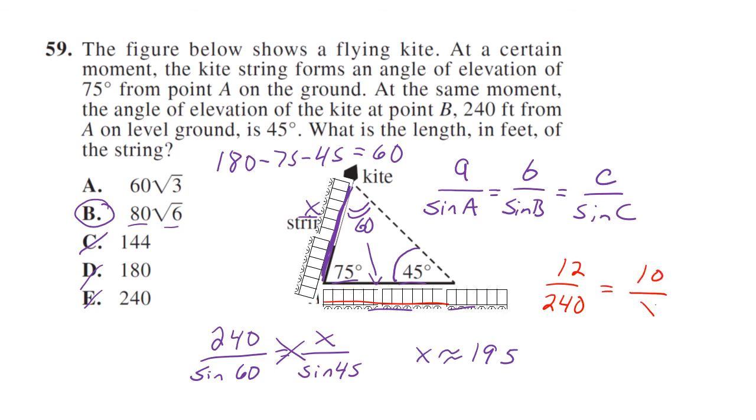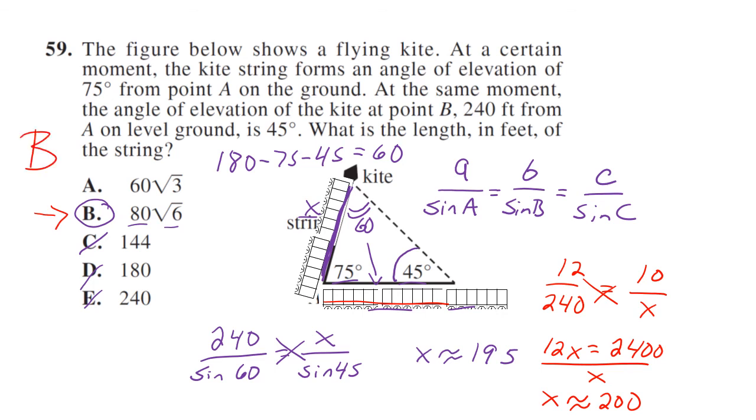12 equals 10 over x. So you're setting up a proportion, and you're going to cross multiply. 12x equals 2,400. And so then on my calculator, 2,400 divided by 12, divide both sides by 12. x equals about 200. Well, which one's closest to 200? Choice B. So it's a math way of knowing how to set up a proportion.